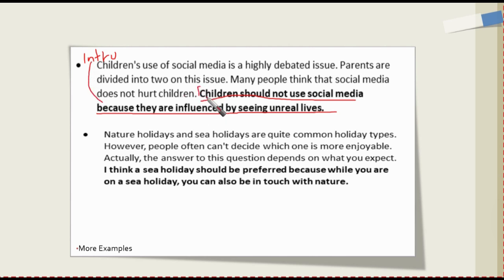If I just write children should not use social media, then it's too broad, it's too general. So I added to make it specific because they are influenced by seeing unreal lives. Good. Next one, it starts with I because this is not a formal essay, it's an informal essay. So this one I started with I. I think a sea holiday should be preferred because while you are on a sea holiday, you can also be in touch with nature. Okay? Because, so it's specific.